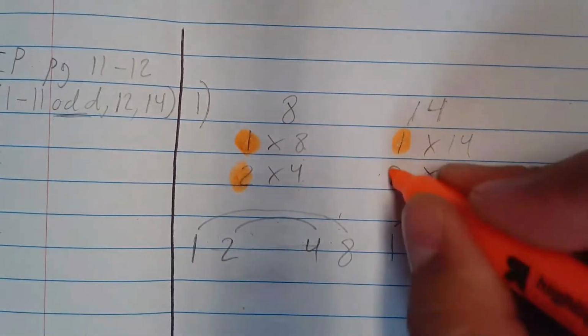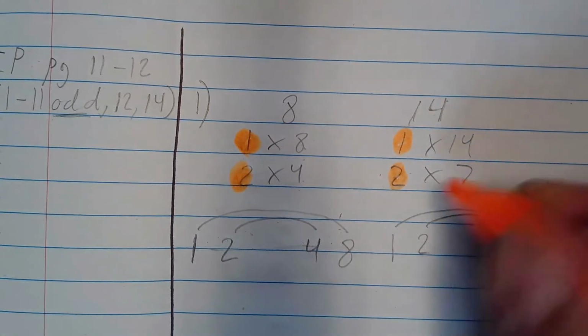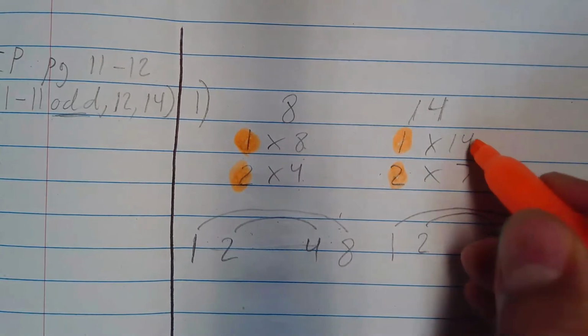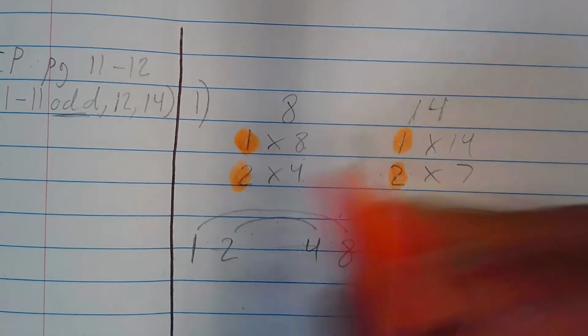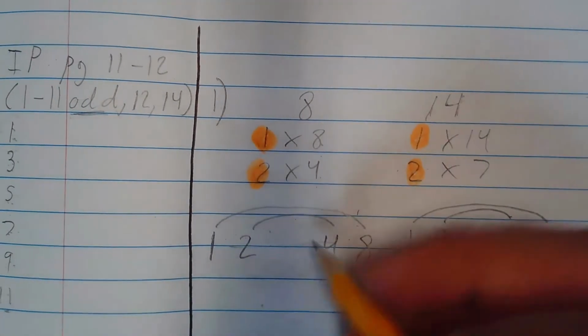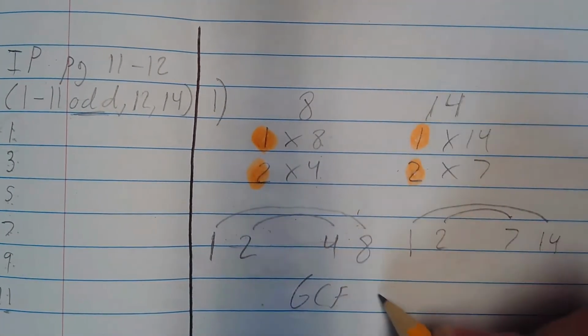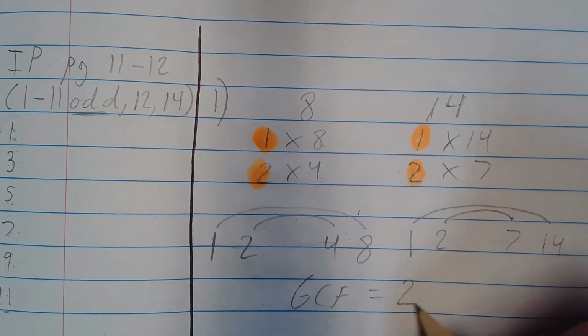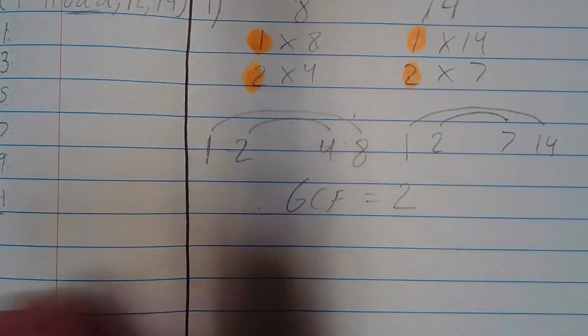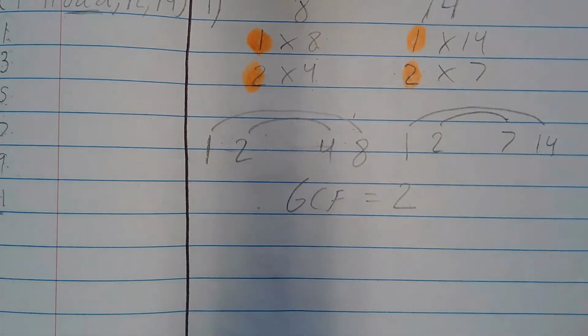Okay? 14, same thing. Greatest common factor. I can make 1 group of 14 or 14 groups of 1. There's the arc. Can I make groups of 2? Yes. How many? 7. All right, and that makes it composite.